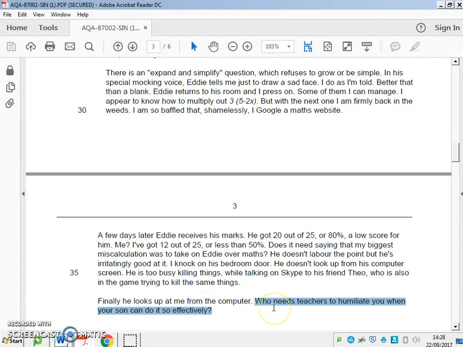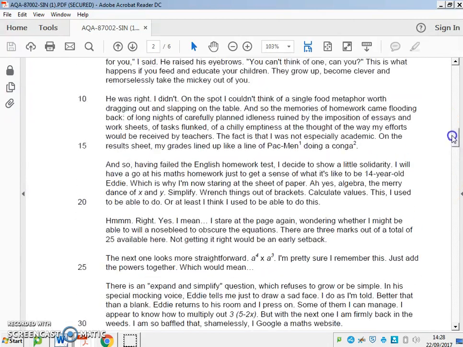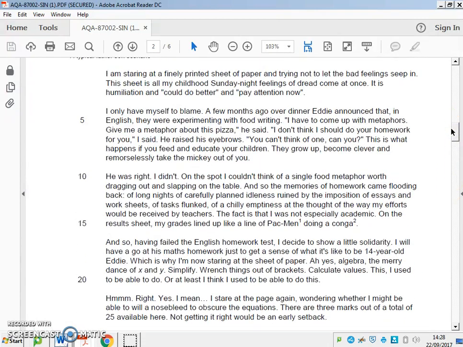Who needs teachers to humiliate you when your son can do it so effectively? And up here you've got, he raised his eyebrows. You can't think of one, can you? This is what happens if you feed and educate your children. They grow up, become clever, and remorselessly take the mickey out of you.